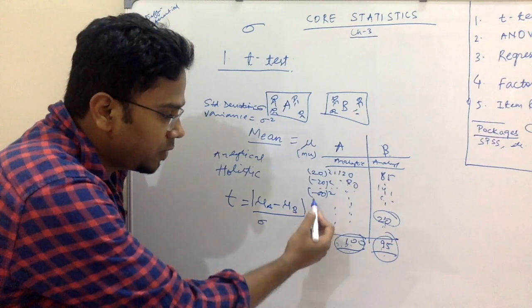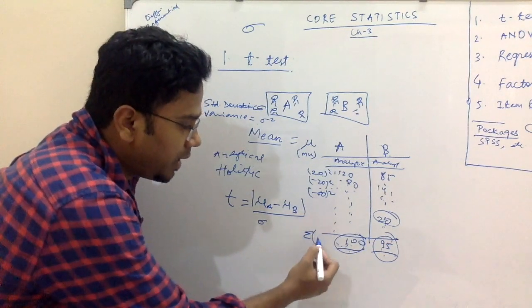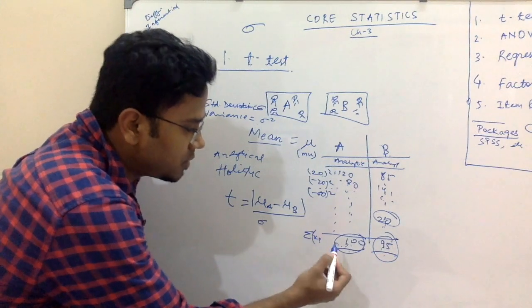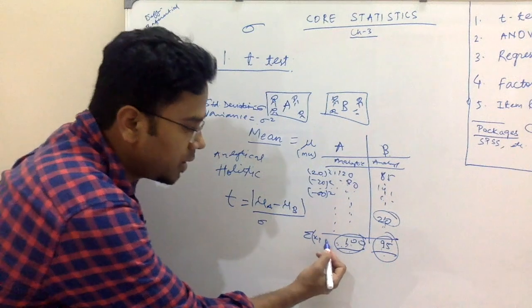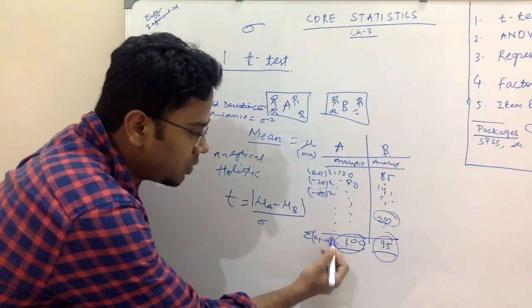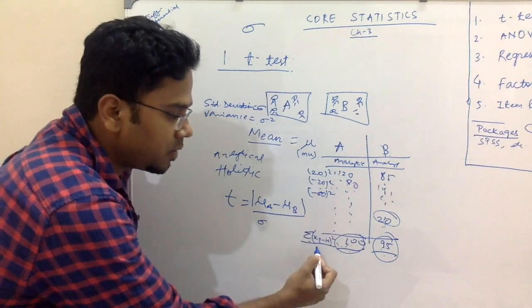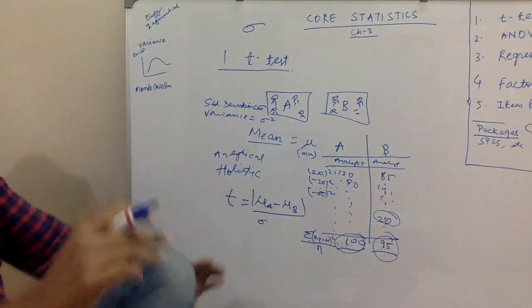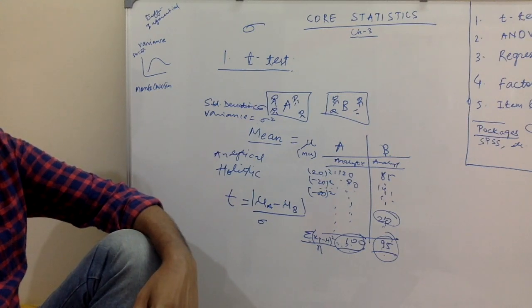Okay. So in a way, I can write it as sigma (xi minus mu) whole square divided by n. i means ith. So if it is the first, then i will be 1. If it is the second, i will be 2. N would be the number of observations. Okay. That is your standard deviation.